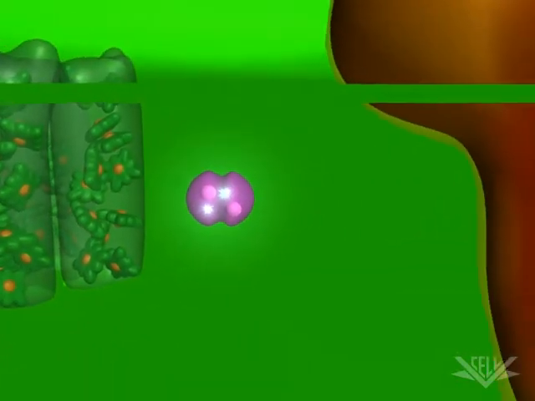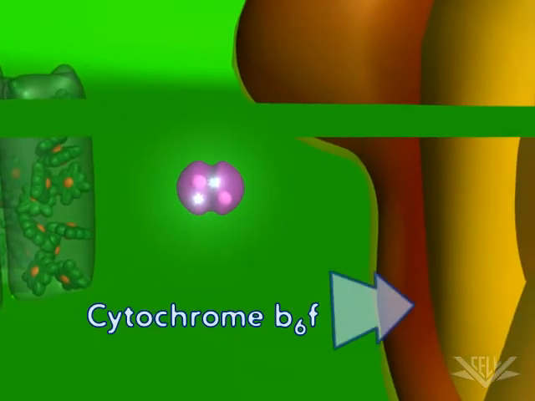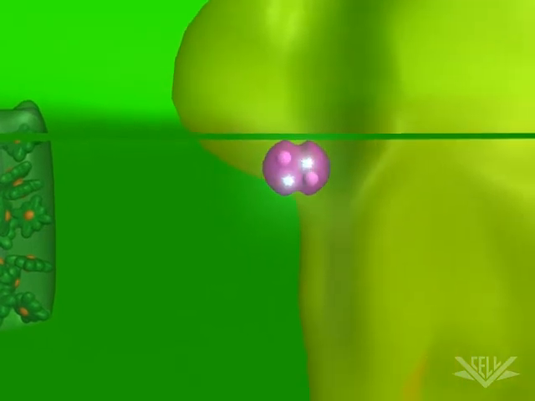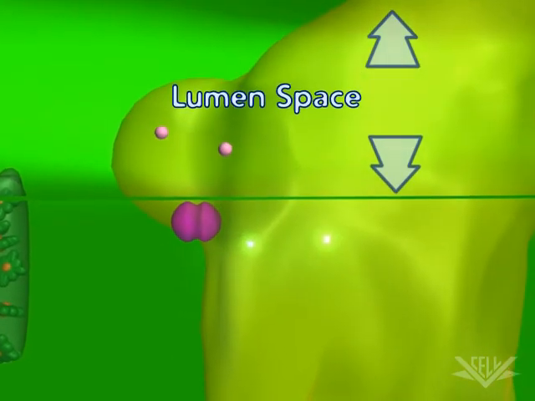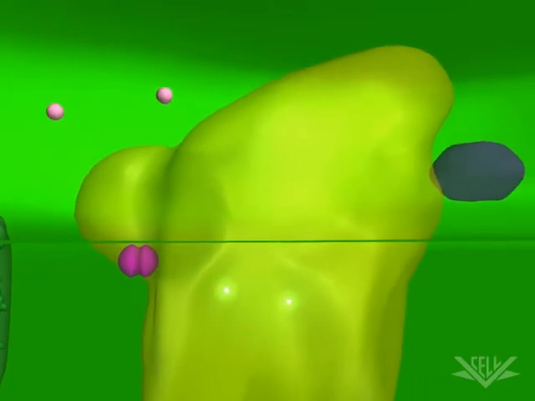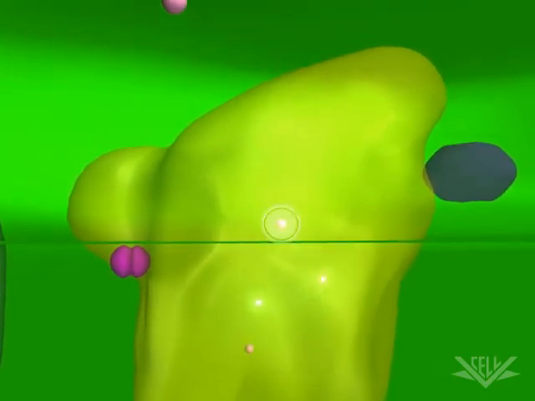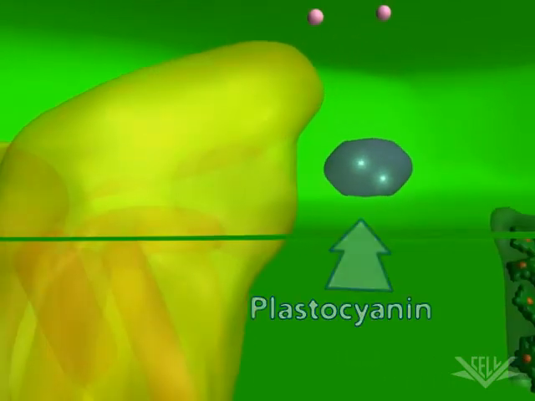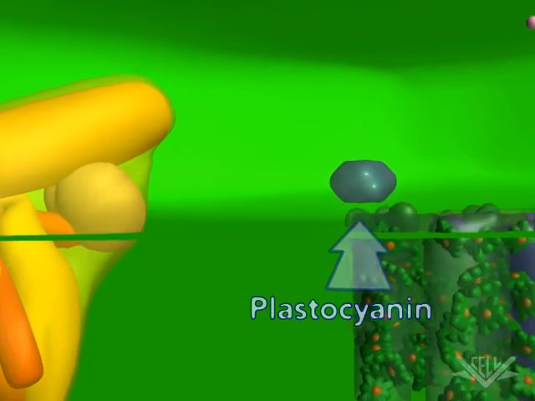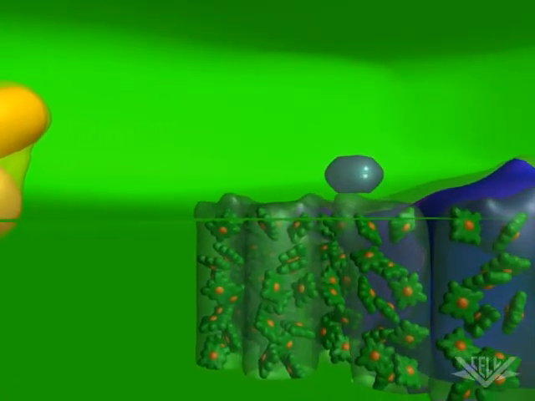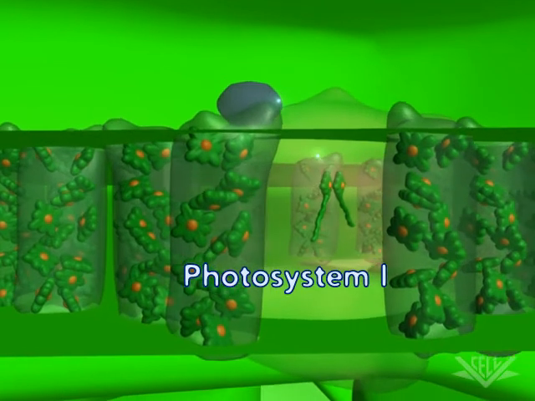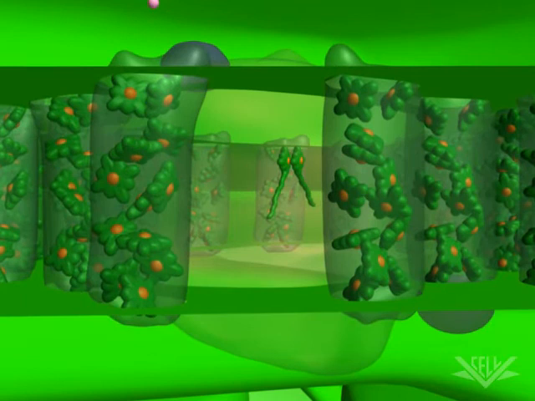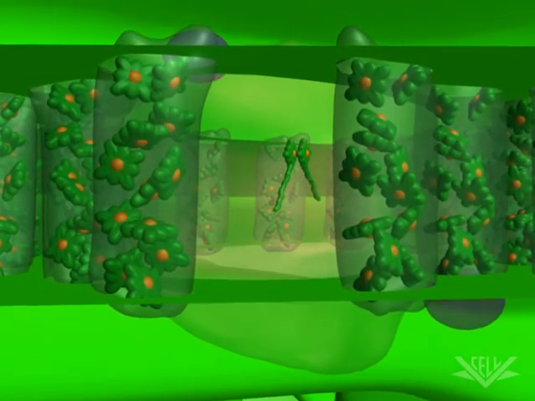Plastoquinone QB then transfers the 2 electrons to the cytochrome B6F complex. The 2 protons it picked up are released into the lumen. These transfers are coupled with the pumping of 2 more hydrogen ions into the lumen space by cytochrome B6F. The electrons are next transferred to plastocyanin, another mobile carrier. Next, the electrons are transferred from plastocyanin to the photosystem 1 complex. It is here that photons again energize each electron and propel their transfer to ferredoxin.